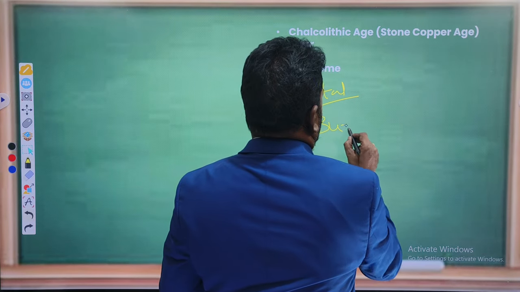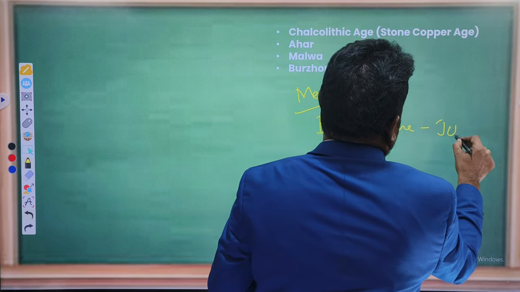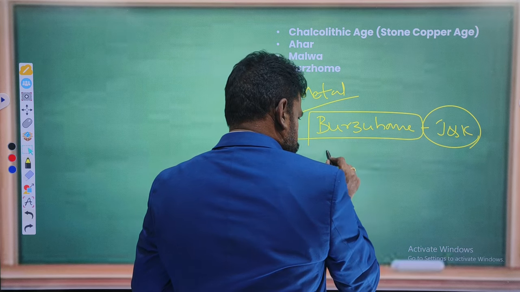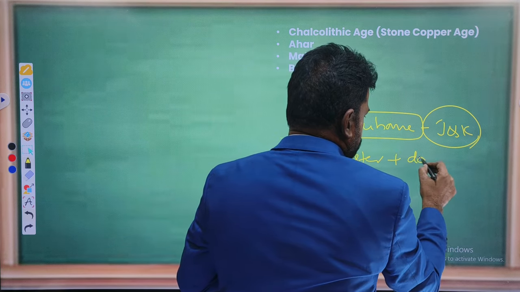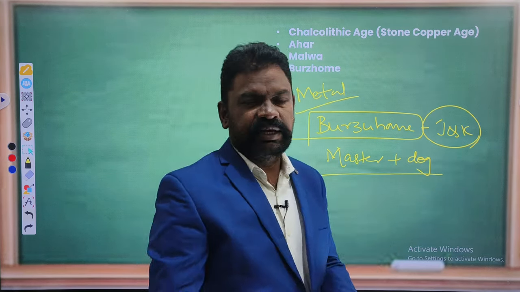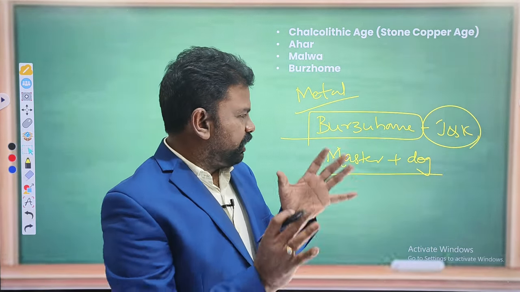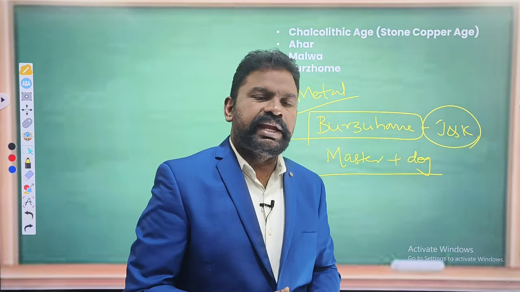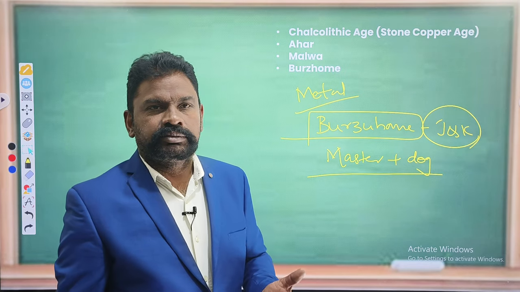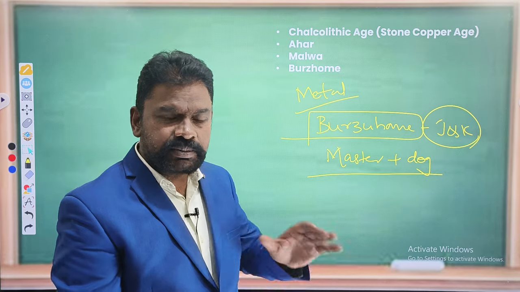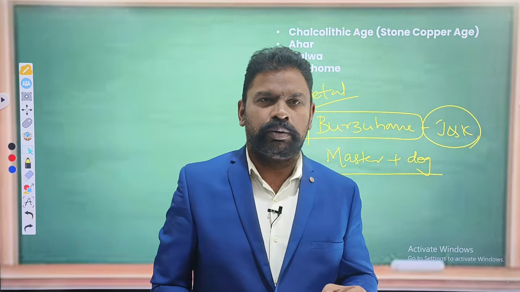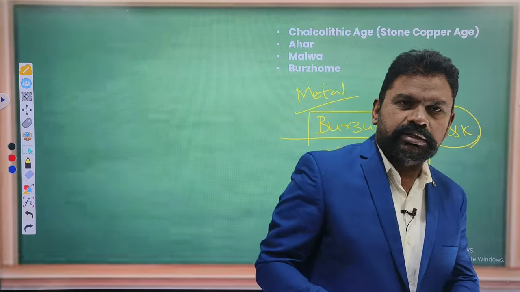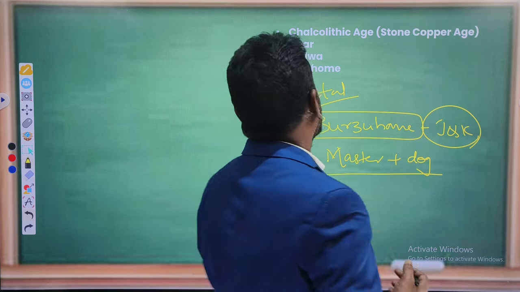Remaining all, food production and agriculture, continued. Burzahom, a place situated in Jammu and Kashmir, belongs to the Chalcolithic age. Here a tomb was found in which the master was buried along with his dog. Suppose the master died first; later, when the dog died, it would be buried in the master's tomb. Or if the dog died early and the master died later, the master was buried in the same place where the dog was buried. That continued in Burzahom, master plus dog, and later it led to burying some articles. So this is a Chalcolithic case.